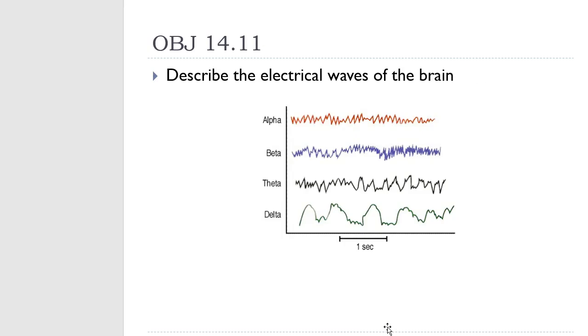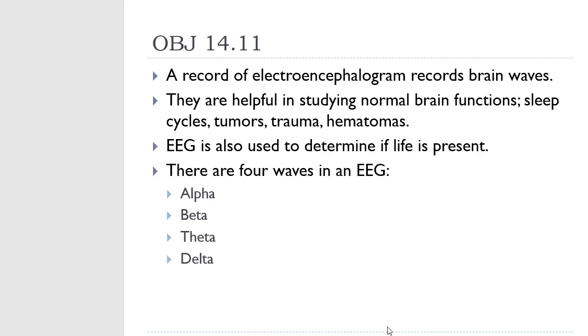Now, there are 4 electrical waves of the brain, and we need to know the importance of them. So we have a record called an electroencephalogram, the EEG, and they're helpful in studying normal brain functions like sleep cycles, tumors, trauma, and hematomas. So we're going to go through each one and see how they're used to diagnose different patients.